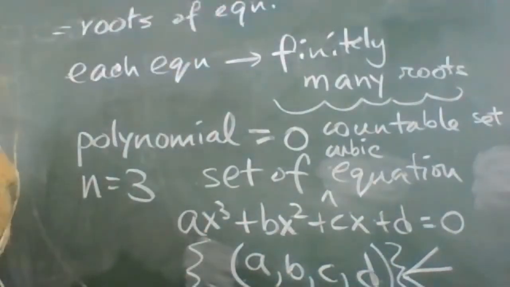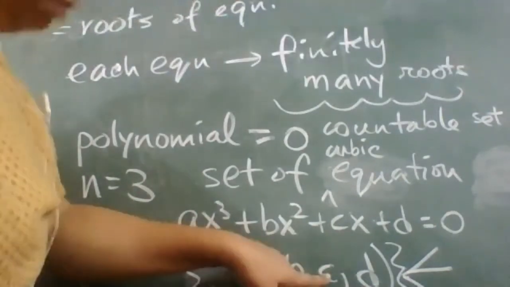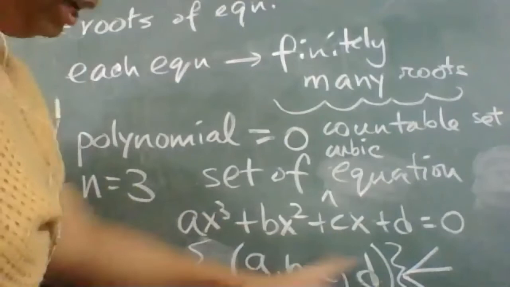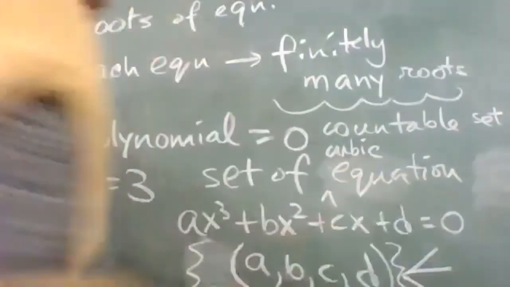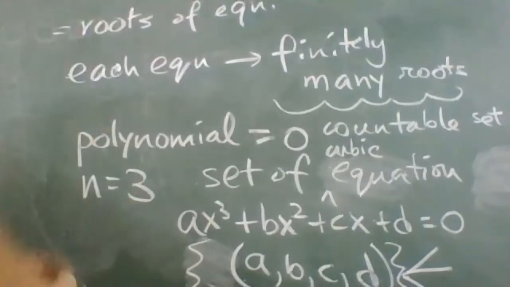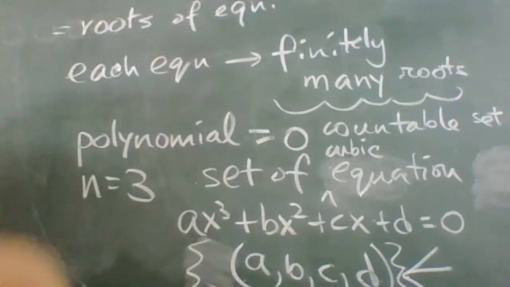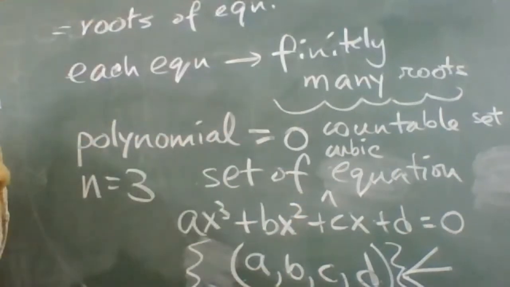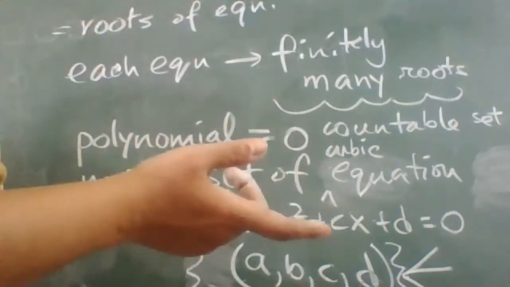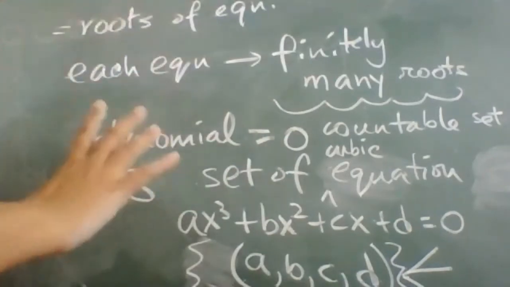Okay? Because there are countably many A's, countably many B's, countably many C, countably many D. These are all integers. Okay? And each will give you countably many sets. So whenever you have a countable collection of countable sets, that still becomes countable. Because you remember, those infinite buses, each having infinite, and these infinities are countable infinities. The hotel manager was able to pack everybody in.